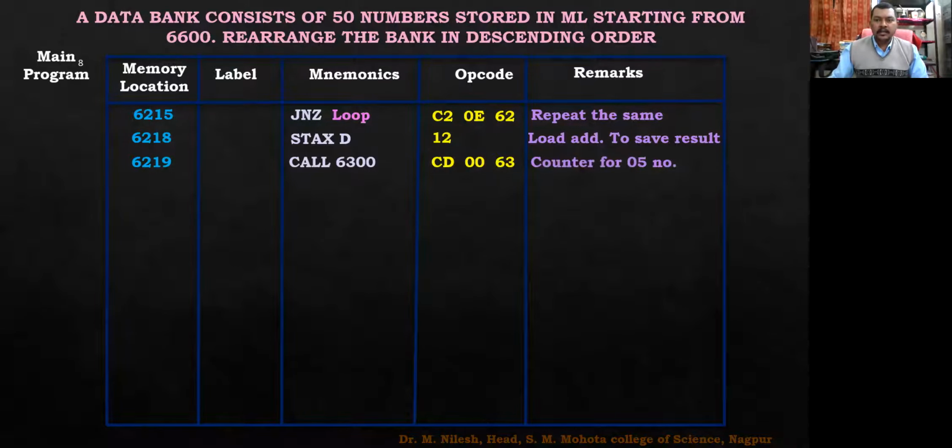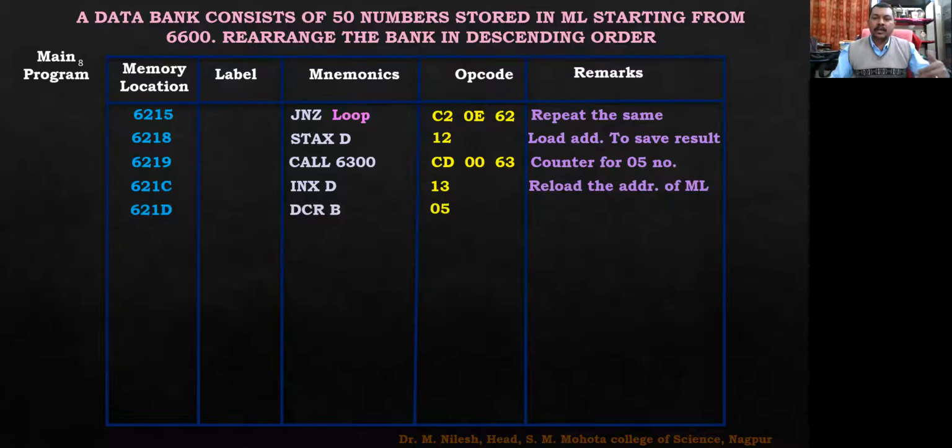So this is there, done. Yes. Increment D, INX D, to save the next largest number over there. We have already incremented it. Reload the address, then DCR B, decrement the count. The main count means one time it is being repeated. Now it will jump again back to the start position.